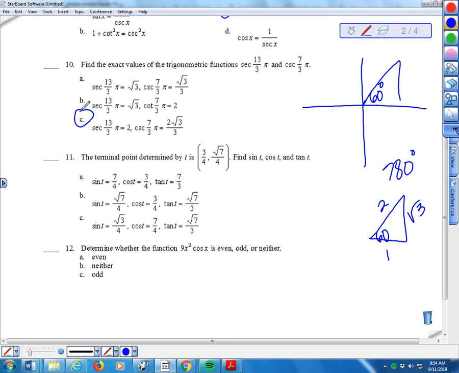Let's make sure now, I'm going to just check it. 7 over 3 pi, 180 over 3 is 60, times 7 is 420. 420 minus 360, 60 degrees again. And cosecant of 60, cosecant's the inverse of sine, square root of 3 over 2, so it's 2 over the square root of 3. When I rationalize that, 2 square root of 3 over 3, which matches this answer. I'm just checking. Does that make sense? All right.